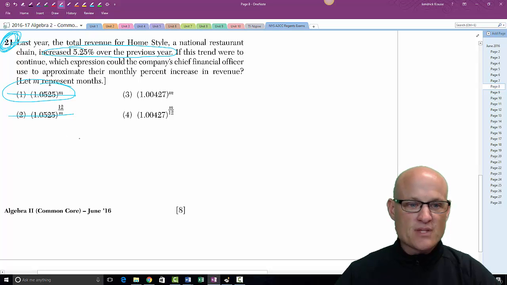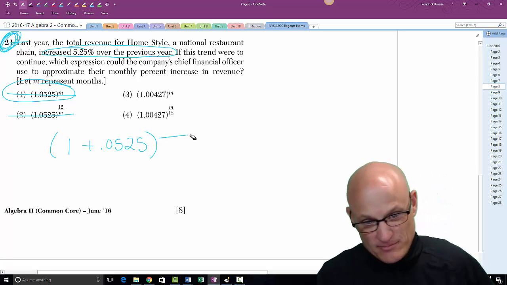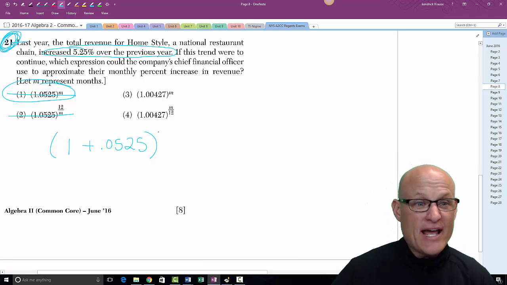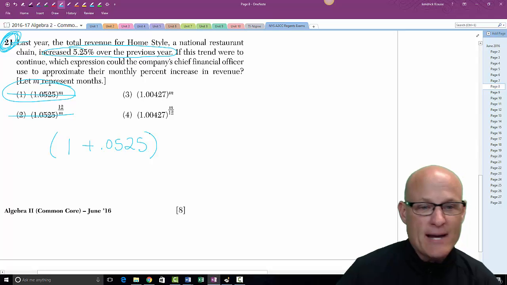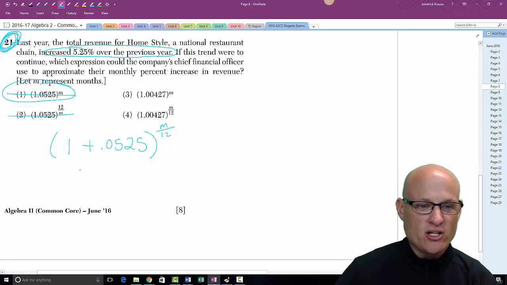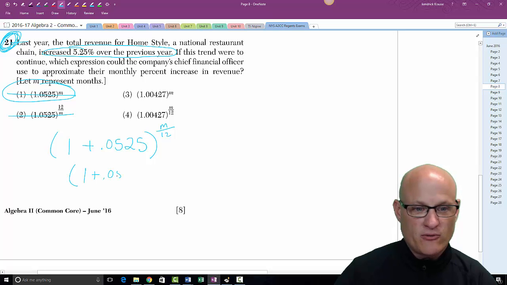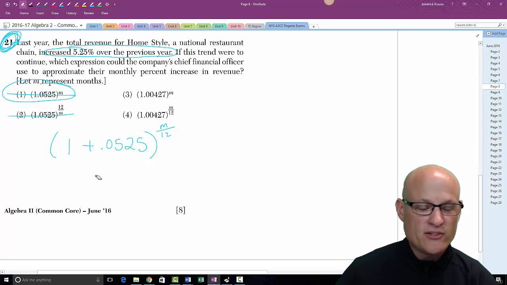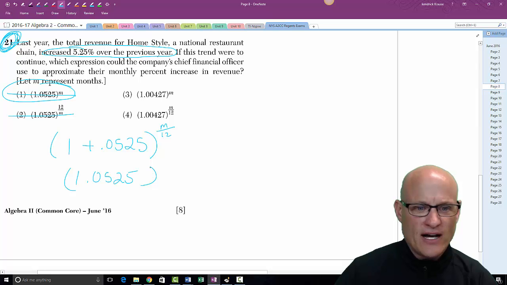Well, let's see what we got. This is going to be 1 plus 0.0525 raised to the exponent. Now, the exponent normally would be months, but we want m to represent the number of months, so what we really need to do is do m divided by 12. So you're thinking, oh, wait a second, they must have made a mistake, this is really, excuse me, not 1.052, this is really 1.0525 to the m over 12. They must have made a mistake, that's the answer.